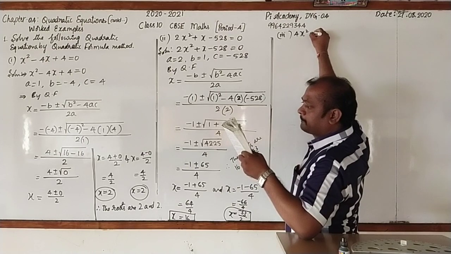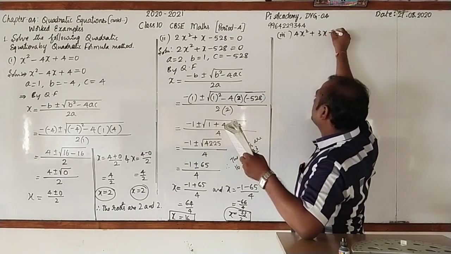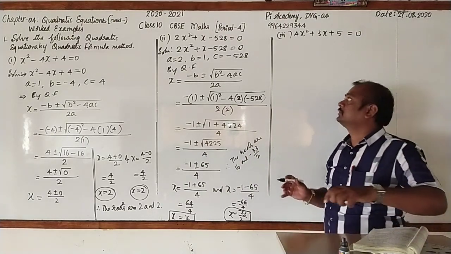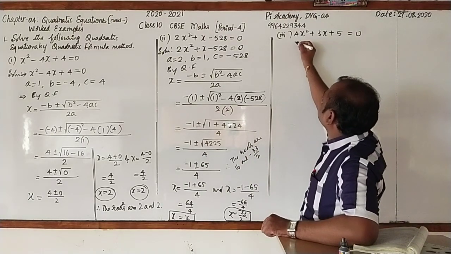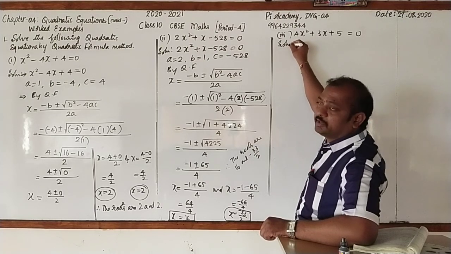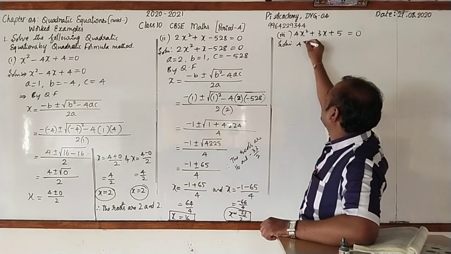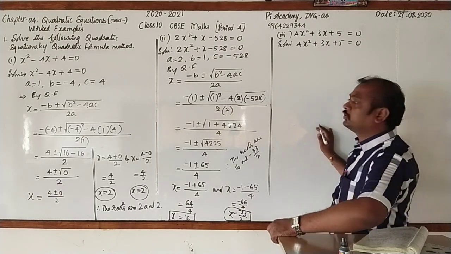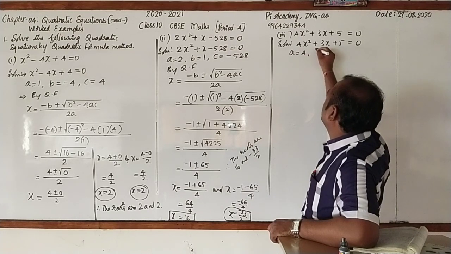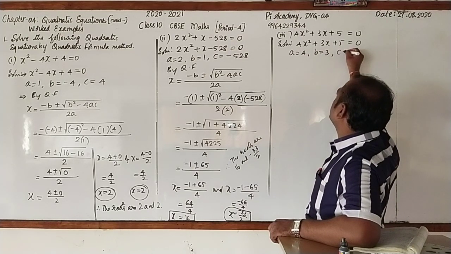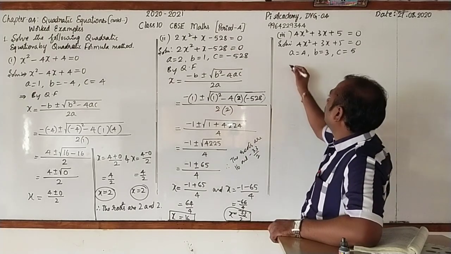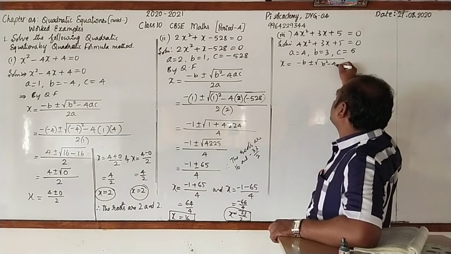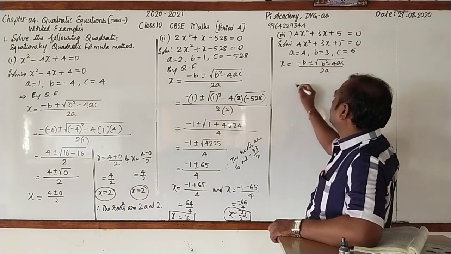This is 4x square plus 3x plus 5 is equal to 0. Let us solve this. Observe. First, we have to write the given equation in standard form. Alright, 4x square plus 3x plus 5, it is in standard form. Next step, write the coefficients. a is 4, b is the coefficient of x, 3, and c is 5. Then use the quadratic formula. x equal to minus b plus or minus square root of b square minus 4ac whole divided by 2a.